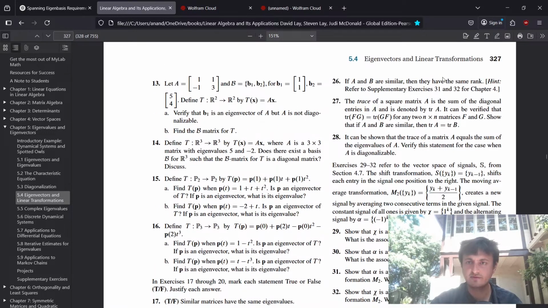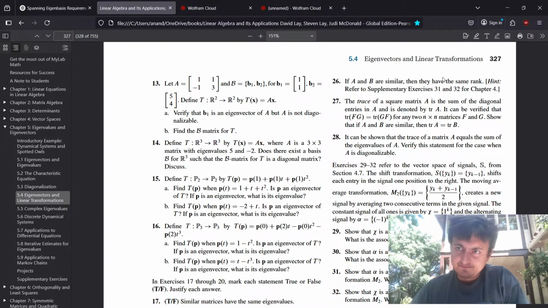Oh, my trackpad's not working anymore. All right, if A and B are similar, they have the same rank. That one's pretty good. I don't know how to prove that.